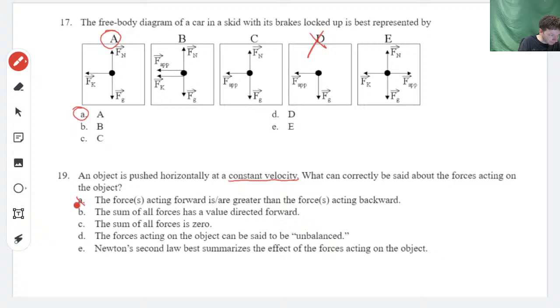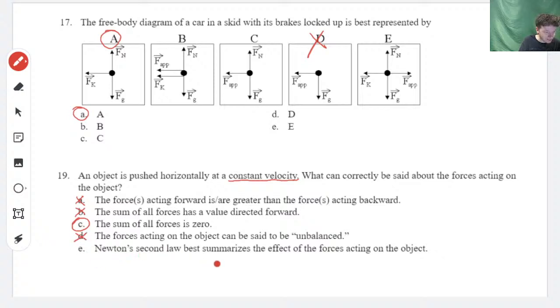So, no. The sum of all forces have a value directed forward. Again, no, that would lead to an acceleration. Sum of all forces is 0. There we go. That's the one we want. You can check the next two, but I'm guessing they all have acceleration. The forces acting on the objects are unbalanced. Yep, so that would be acceleration.